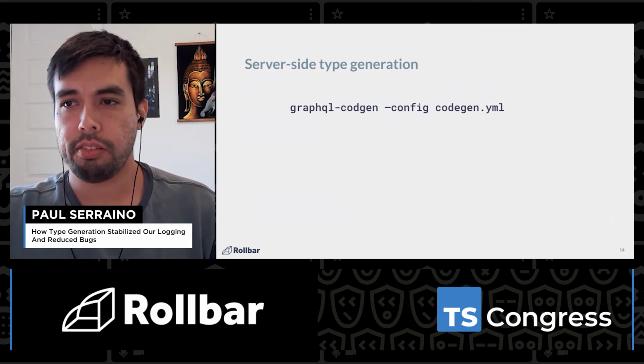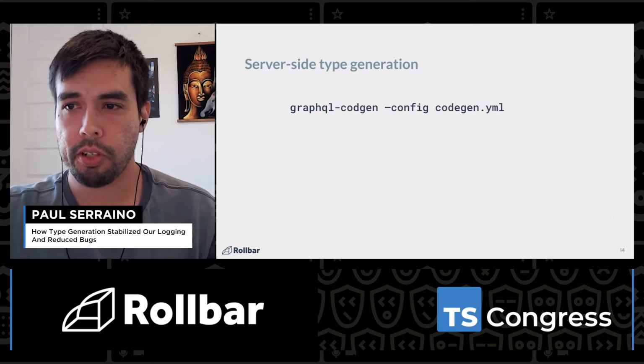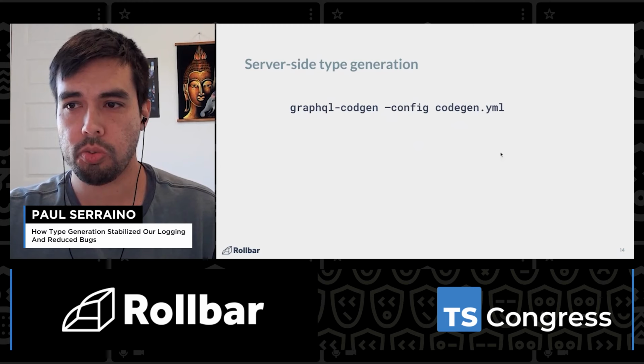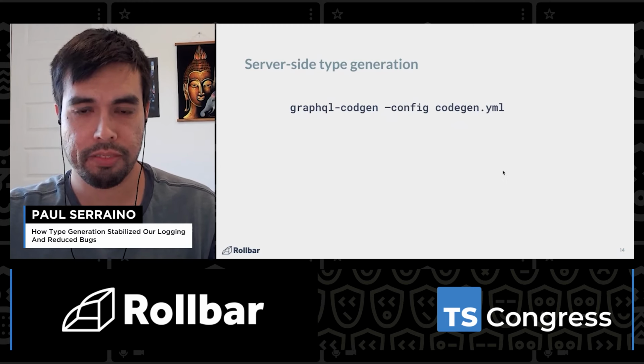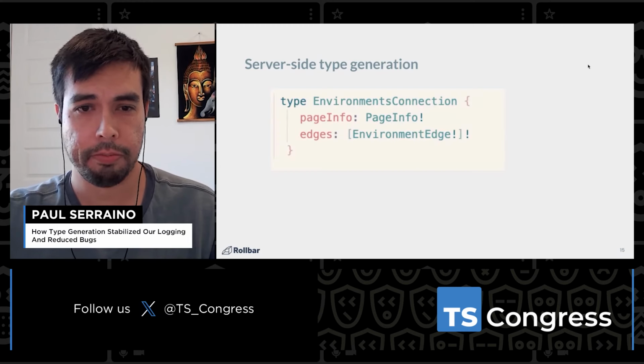Using CodeGen itself is pretty easy. GraphQL CodeGen provides a command line tool that is pretty easy to use. You just have to run GraphQL CodeGen and give it a config.